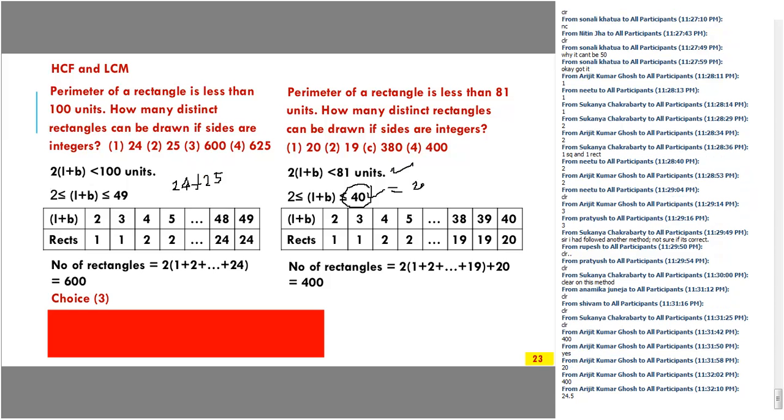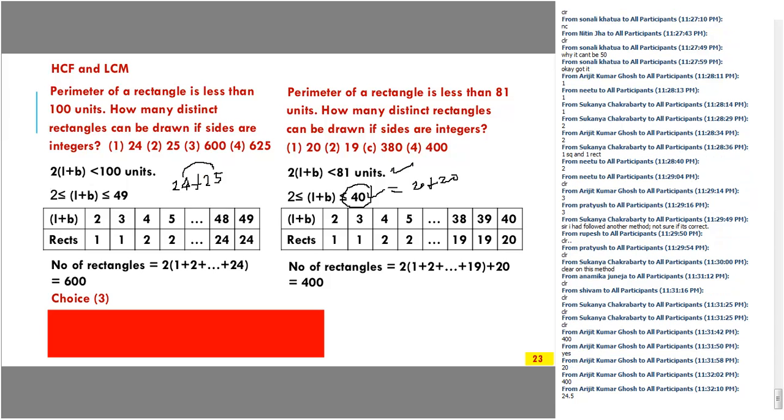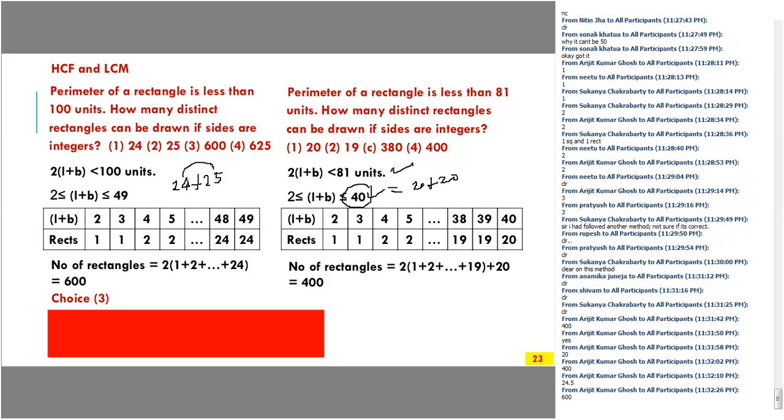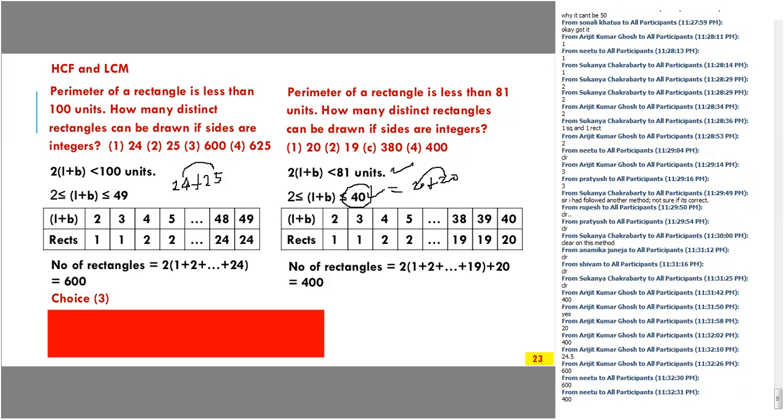So I can write it as 24 plus 25 or not? 40 can be written as 20 plus 20 or not? What is 20 into 20? What is 24 into 25? That's how I should do it. That's what I've summarized here.